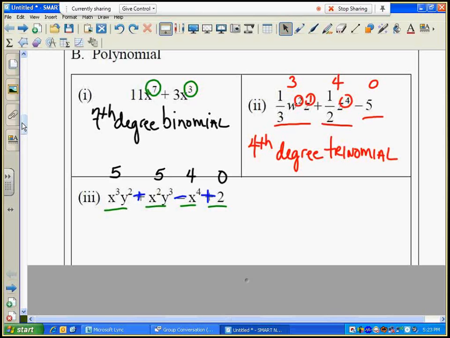So this question inevitably comes up in class. What happens if you have 2 terms that have the same degree? Well, you're just looking for the highest degree. So if there's a tie, that's fine. This will just be a 5th degree polynomial.